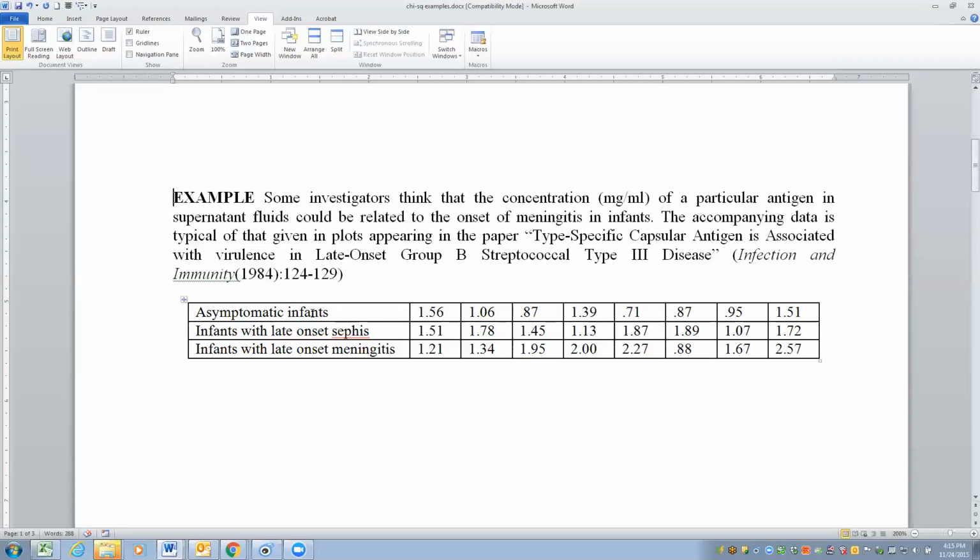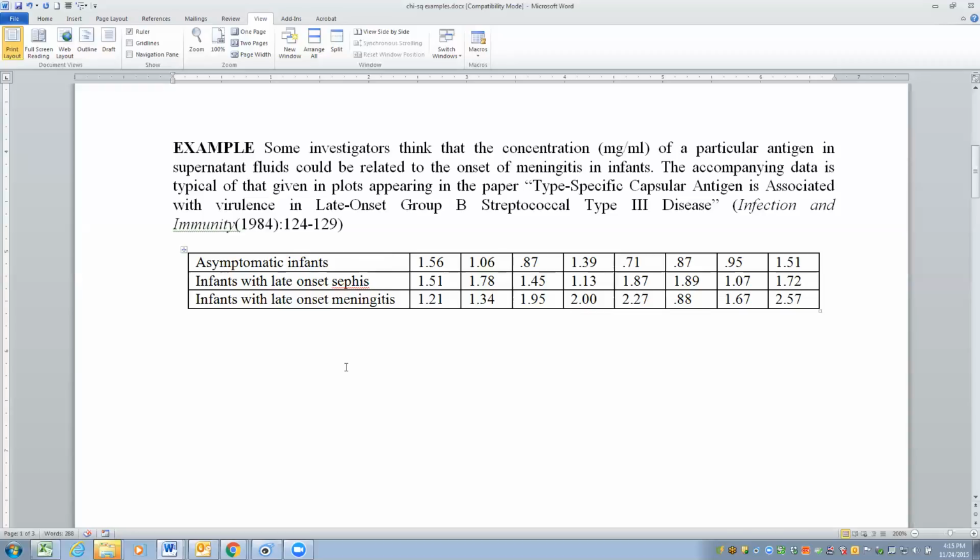And what I want to know is if there's a difference between these. Our null hypothesis is that the average concentration is no different between the three. The alternative is that at least 2 of these are different. In order for us to calculate the F statistic, we need to know the between variance and the within variance. That relies on us having some information about the averages and the standard deviations for each set of numbers.